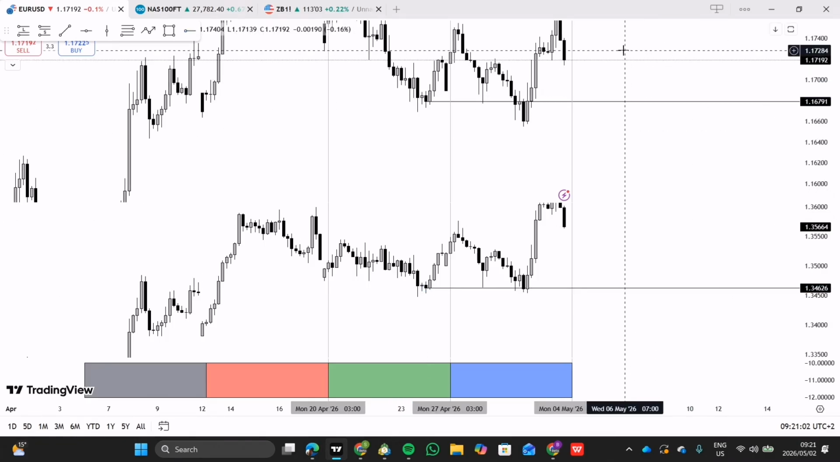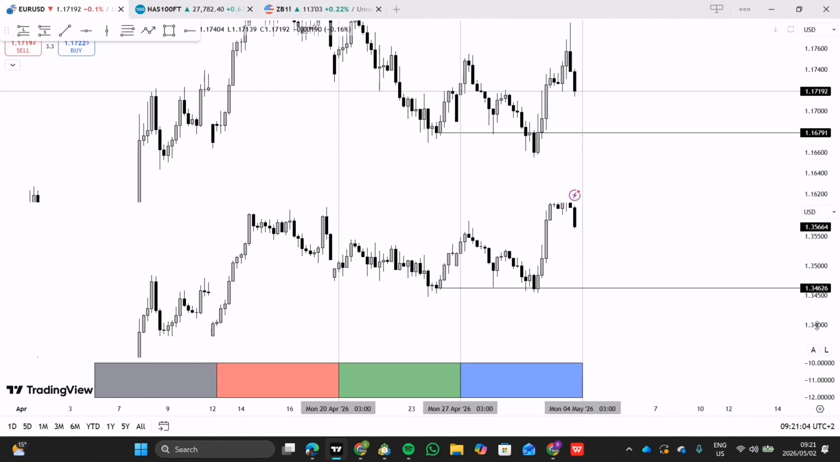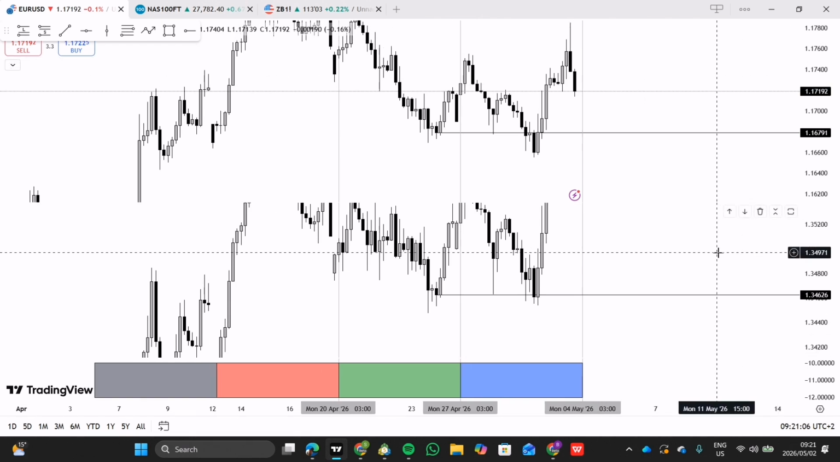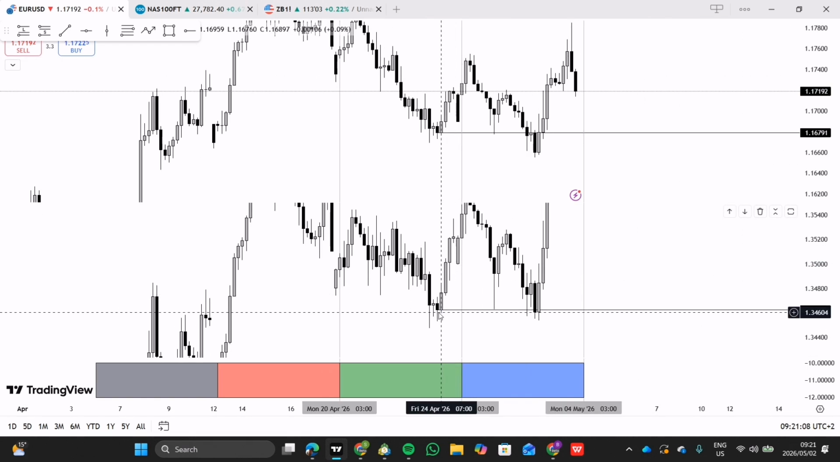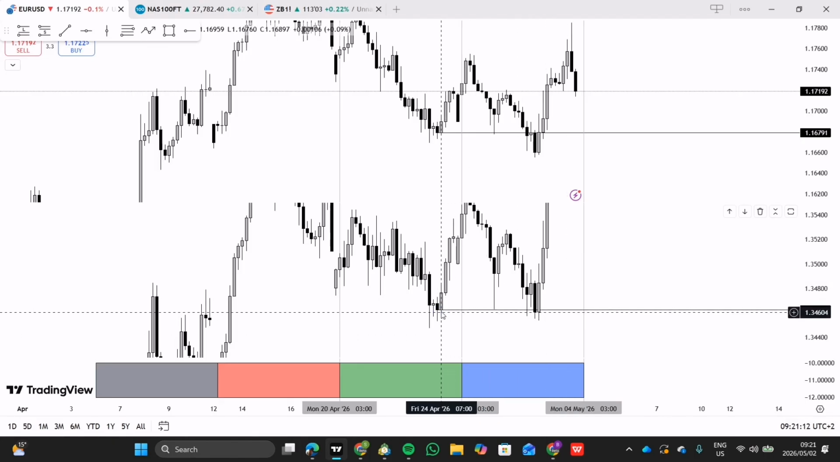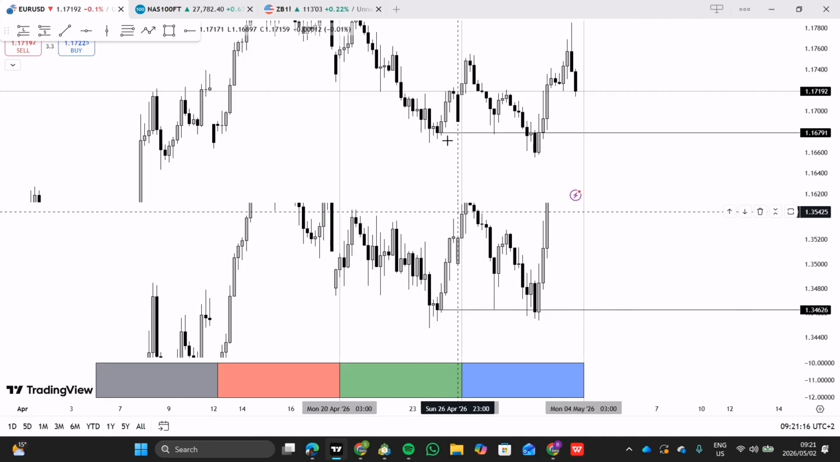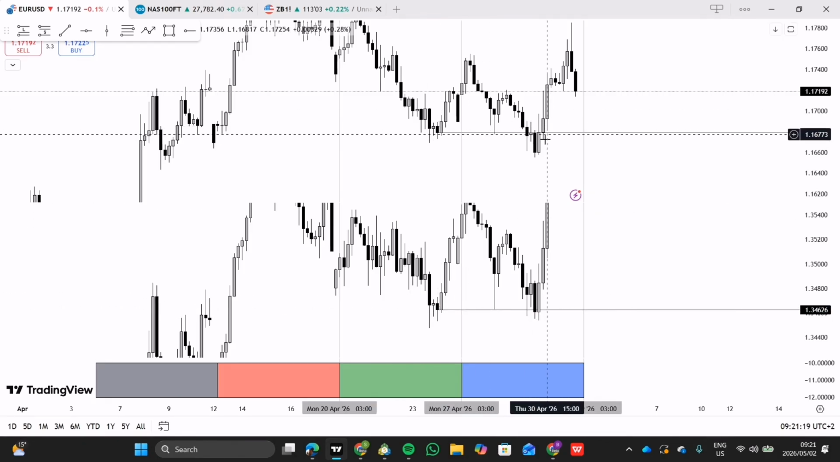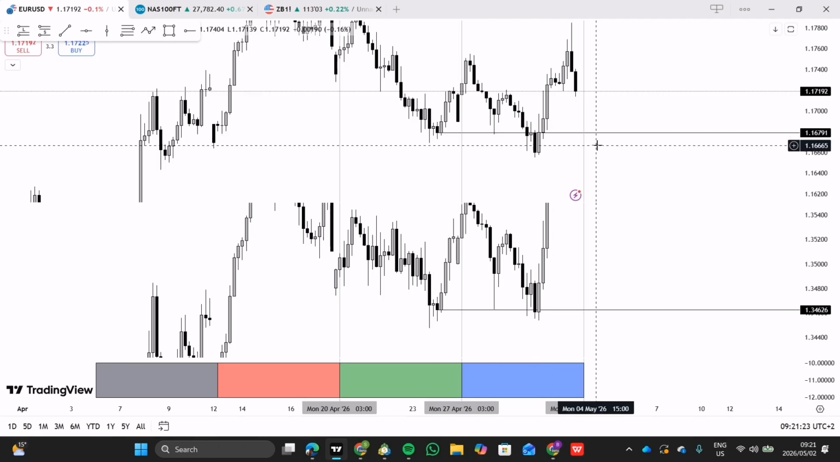Now, can you see what is happening currently? We closed below this previous body closure of Q3. Same thing over here on the Euro USD. We closed below over here.